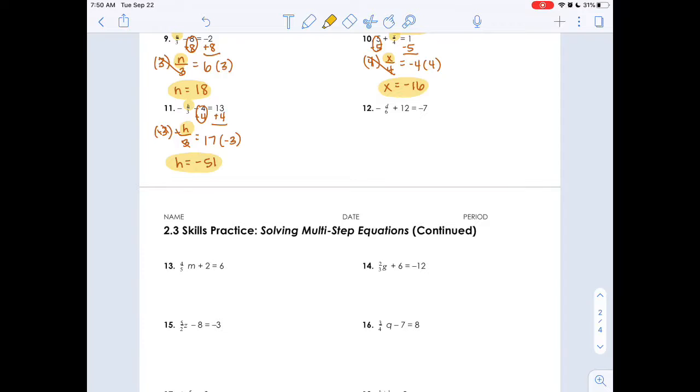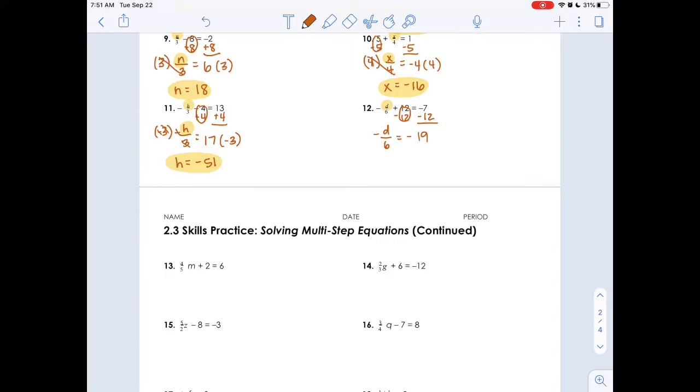You're going to try 12. Negative d over 6 plus 12 equals negative 7. The variable here is d. First, I want to get rid of the 12 by subtracting it. 12 minus 12 is 0, which leaves me with negative d over 6 equals negative 7 minus 12, which is going to give me a greater negative number of negative 19.